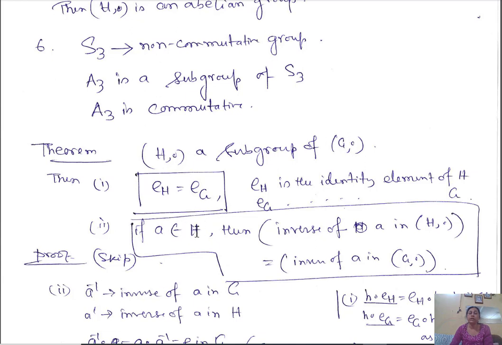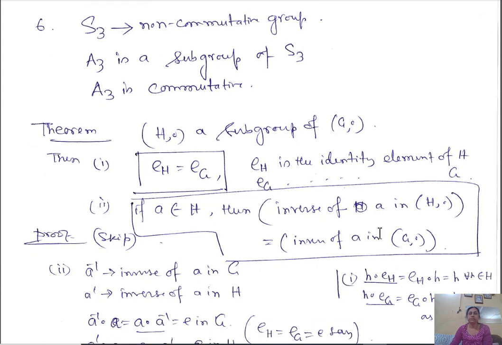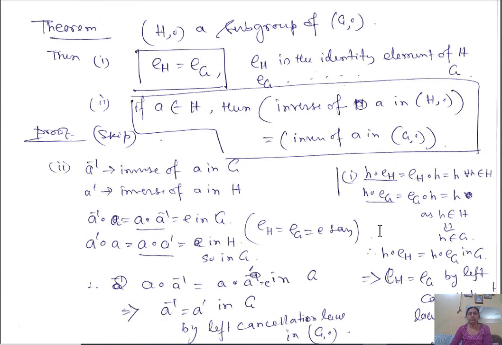A is an element of H. H is a group, so it has an inverse in H. Also, A being an element of H means it is also an element of G. So when you treat it as an element of G, it must have an inverse in G. It is saying that the inverse of A in H is the same as the inverse of A in G. Okay, so the proof is very trivial.